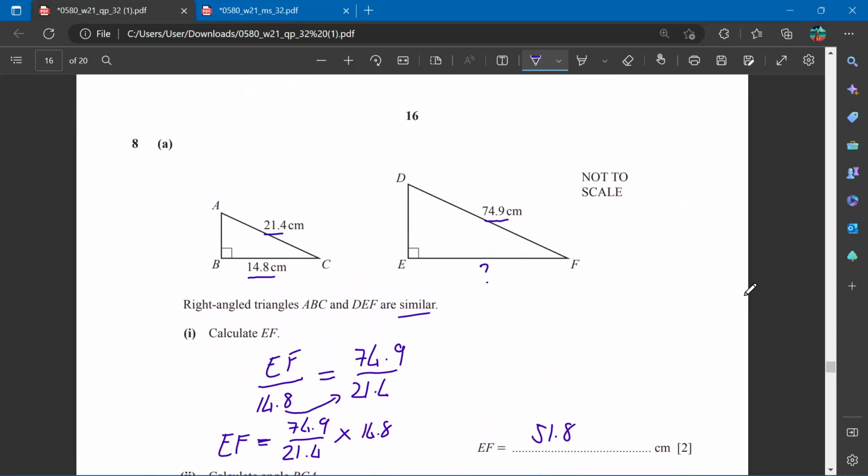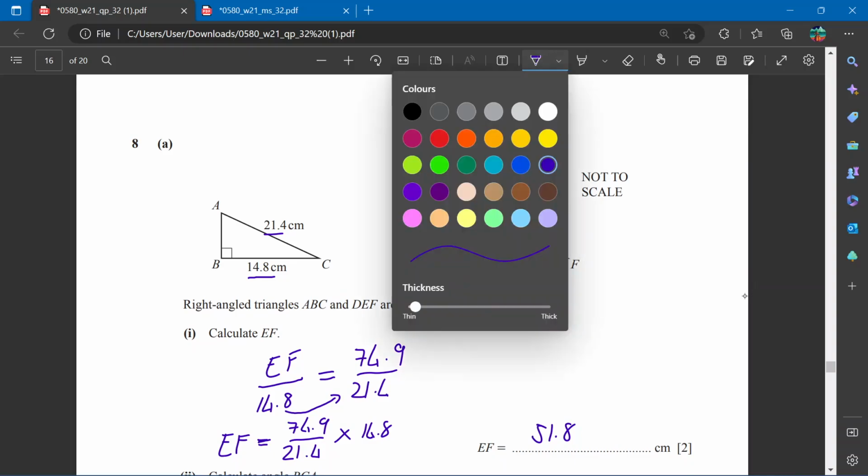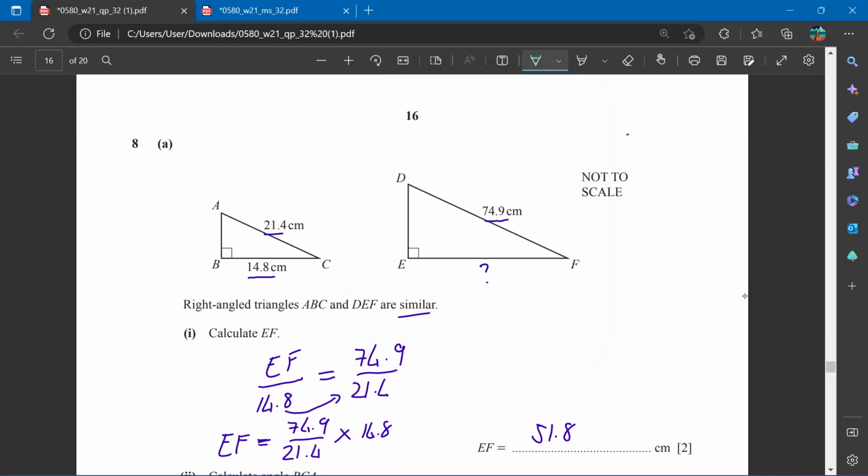Right, angle BCA. Let's do this in a different color. BCA is this angle there. So, okay, what is this angle? What are we going to do? Find an angle. Think carefully here. How can I find an angle? We don't have this angle, but these angles are the same anyway. With similar shapes, the angles are always the same. What can we do?